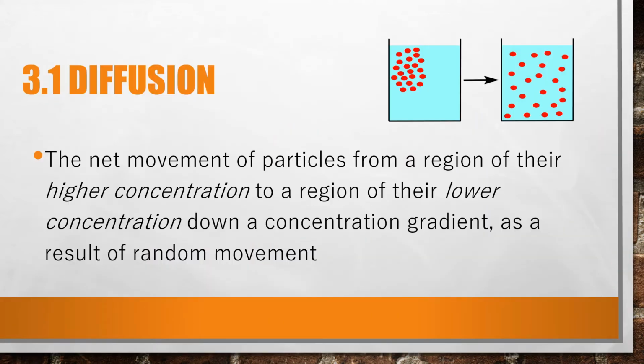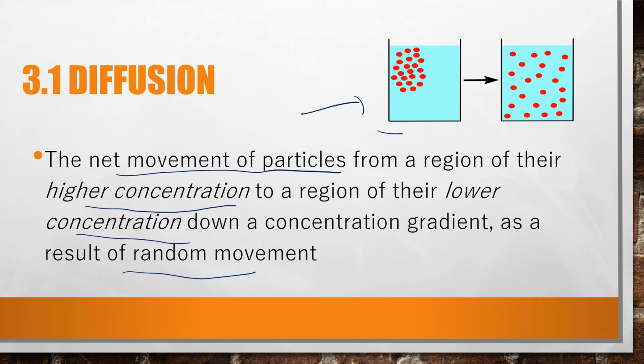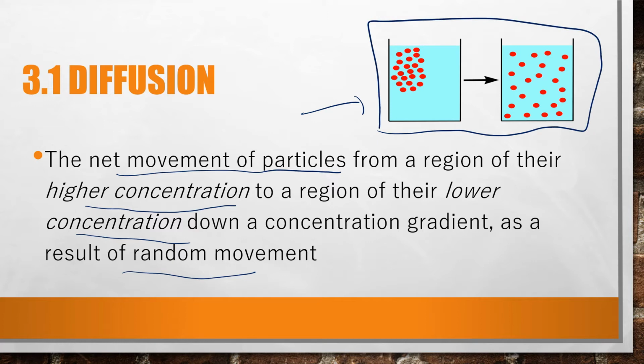So diffusion can be defined as the net movement of particles from a region of higher concentration to a lower concentration, down a concentration gradient, as a result of random movement. So what does that mean? Okay, so we look at the picture over here.